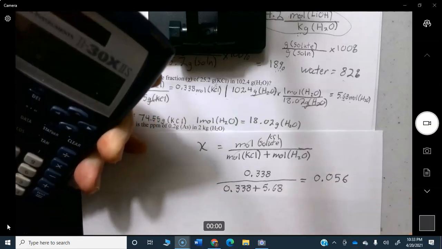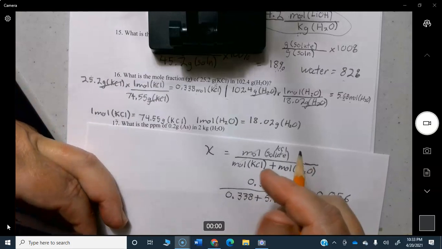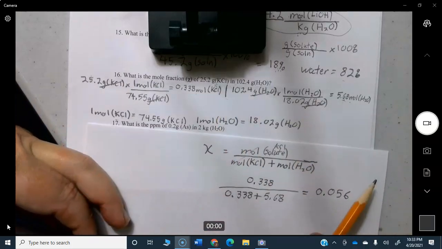And there's three significant figures. Do I have three significant figures? Yeah, it looks like I do. 3 and 3. So there's the answer.